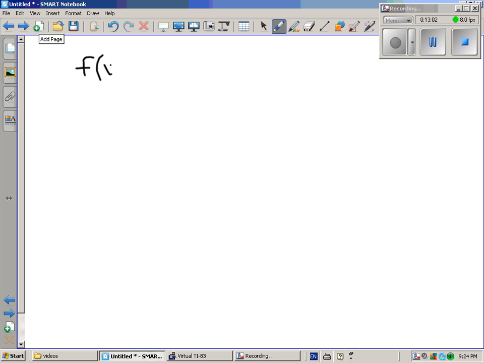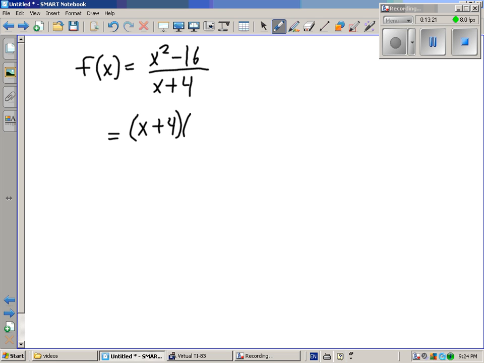F of x is equal to x squared minus 16 over x plus 4. All right, first step is to factor the top and the bottom. Nothing to factor on the bottom. That x squared minus 16 up top, though, should jump right out at you as a difference of squares. X plus 4 times x minus 4, divided by x plus 4.